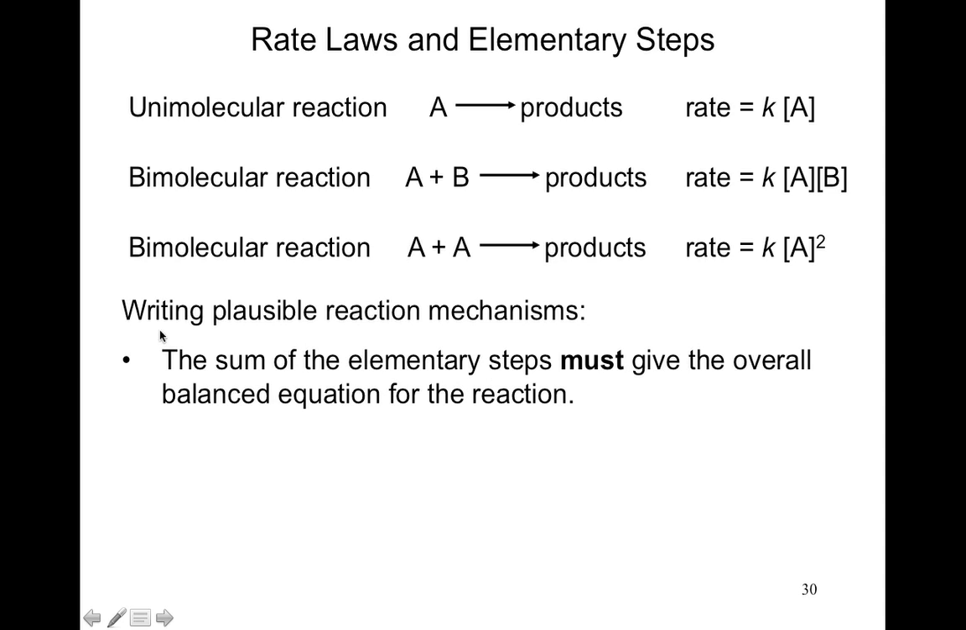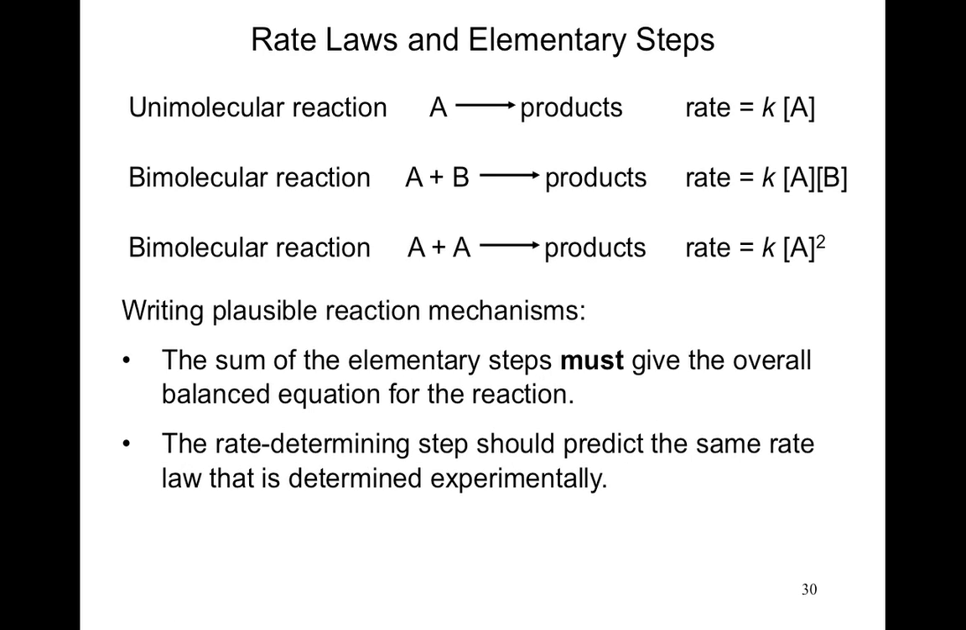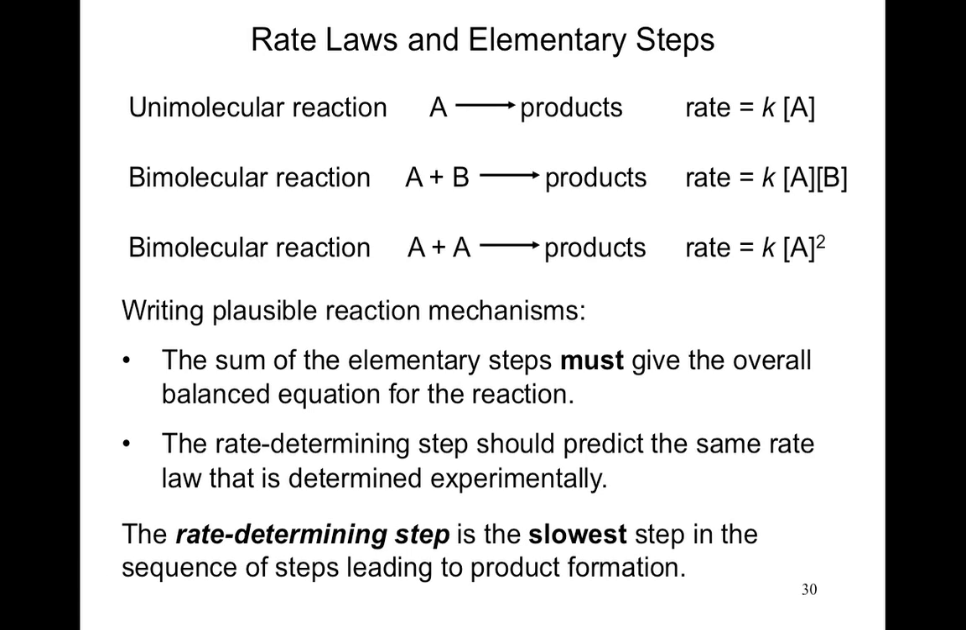So it can help us write some plausible reaction mechanisms, like the sum of the elementary steps has to give the overall balanced equation for the reaction, and the rate determining step should predict the same rate law that is determined experimentally. So a rate determining step is going to be the slowest step. The rate determining step is the slowest step in the sequence of steps leading to product formation.